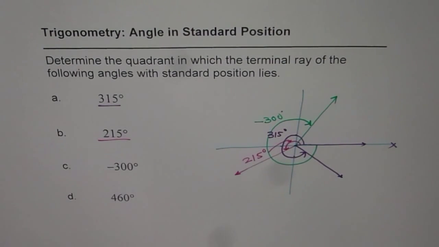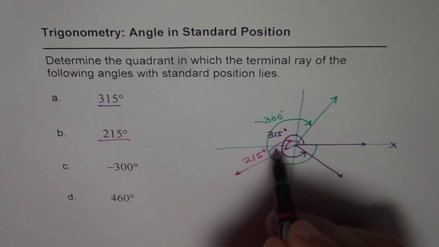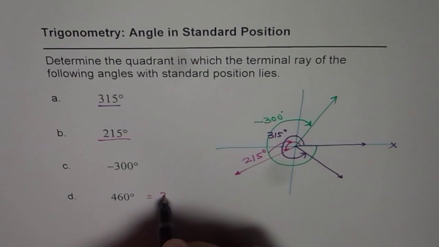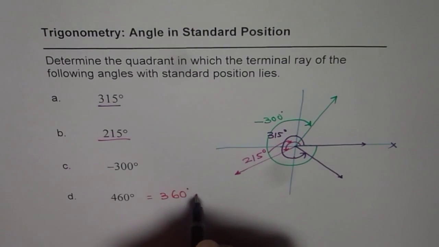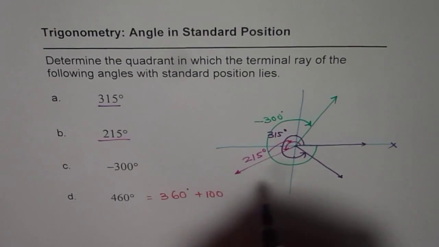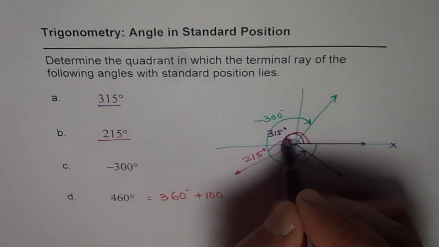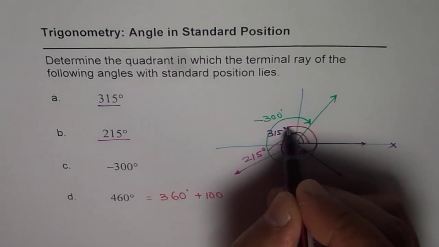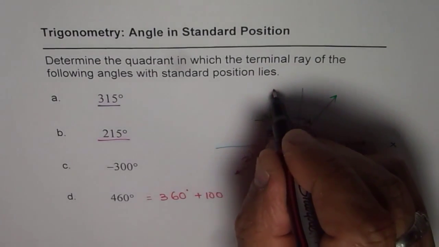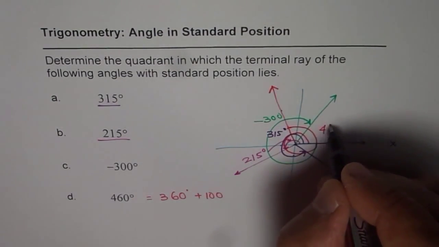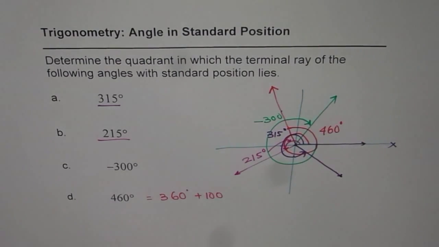460 degrees. When we say 460 degrees, and that is positive, that means counterclockwise, one full circle is 360. So you could write this as 360 degrees plus 100 degrees, right? One full circle is 360, then 100 more. So it is kind of like this. One full circle and 100 more. Slightly more than 90, so it should be here, right? So that angle is 460 degrees, correct?